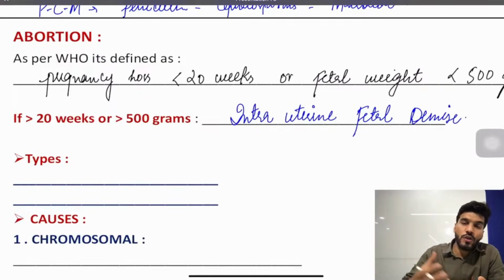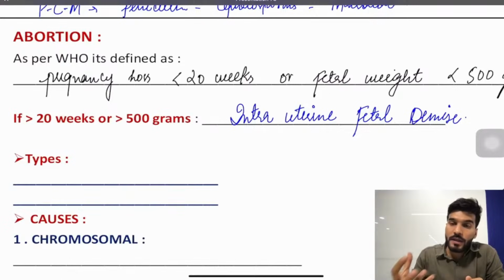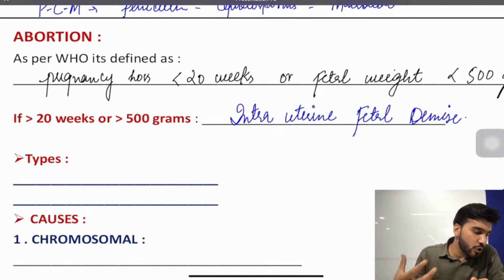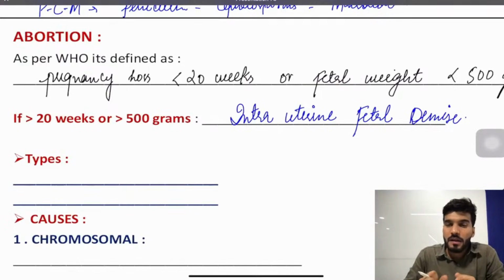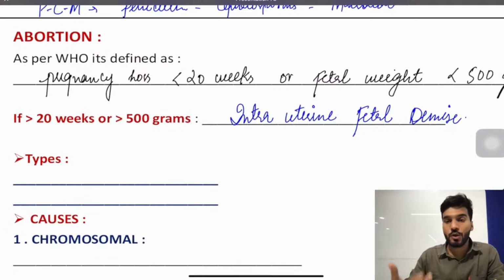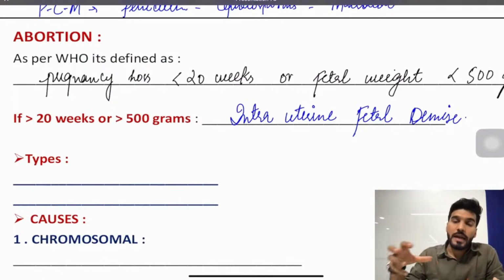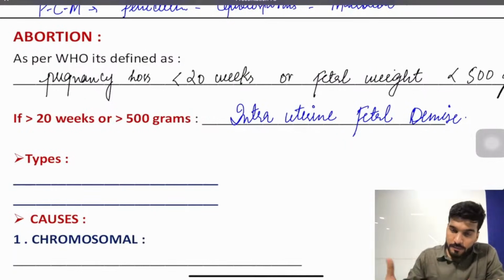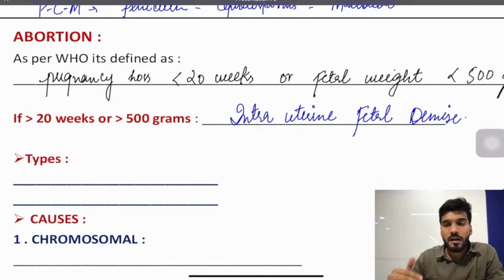Now this loss of pregnancy can be a spontaneous loss of pregnancy. What does spontaneous mean? It can be a threatened abortion, a missed abortion, or a complete, inevitable, or incomplete abortion. These are the spontaneous abortions. When I talk about induced abortion, we induce it with the help of drugs or with the help of surgery. That is induced abortion, medical and surgical abortion.